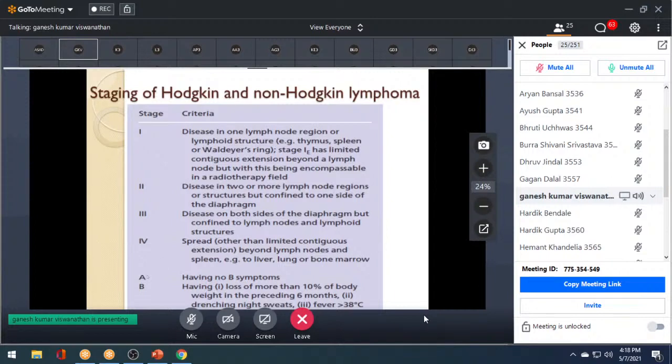And again, it's subdivided into A and B. B is the presence of symptoms, one of the 3 symptoms. What are the symptoms? Fever, night sweats, or body weight loss. Again, B symptoms indicate the disease has progressed much.